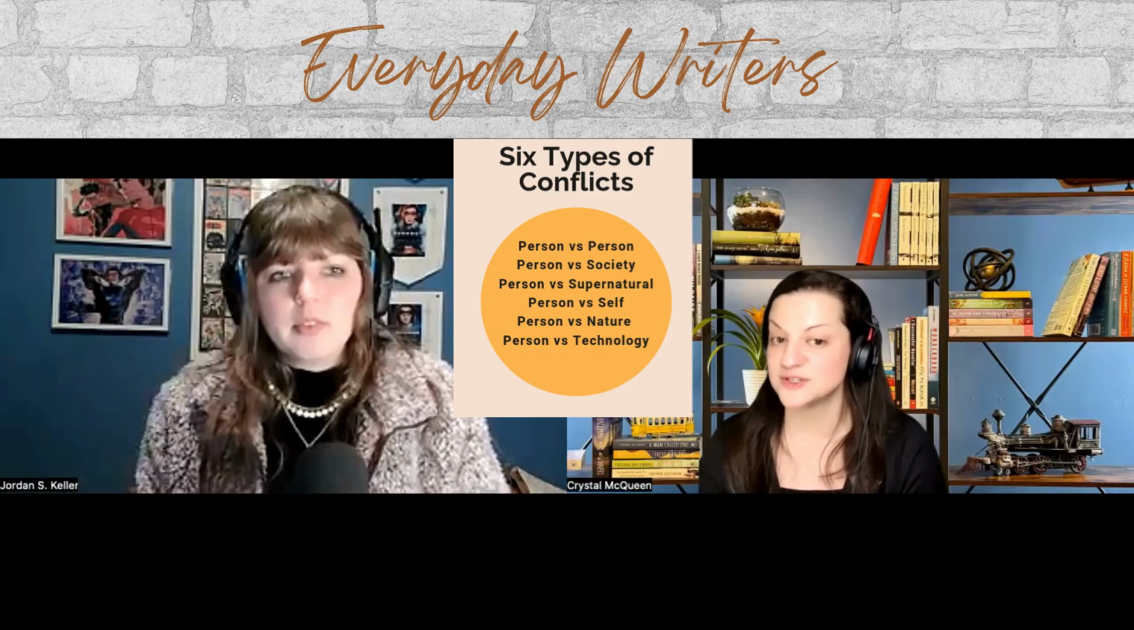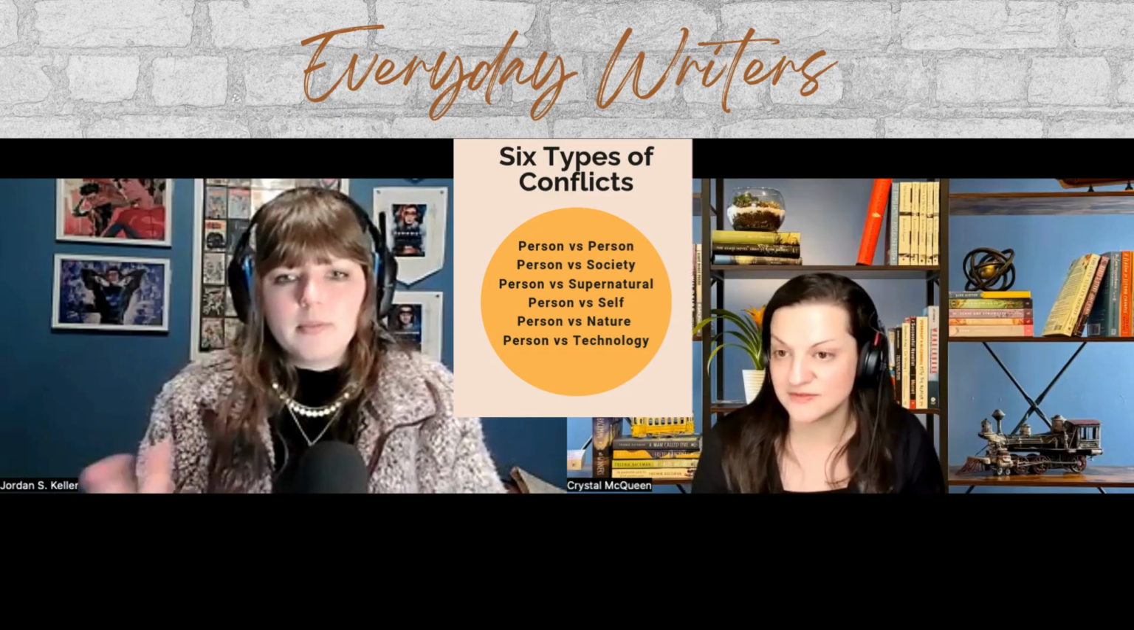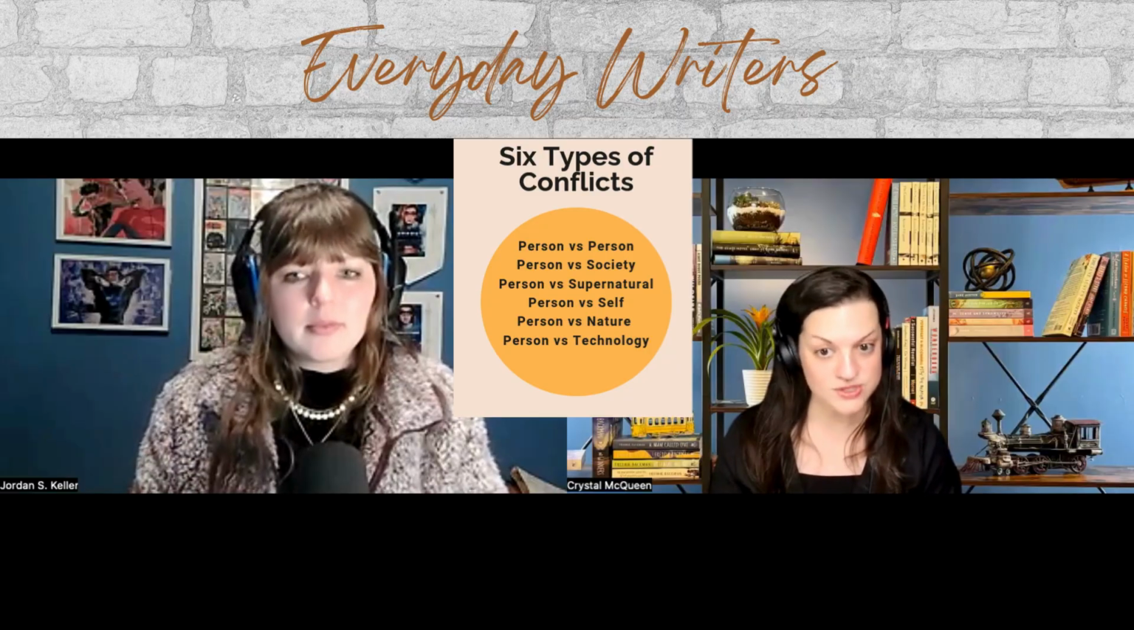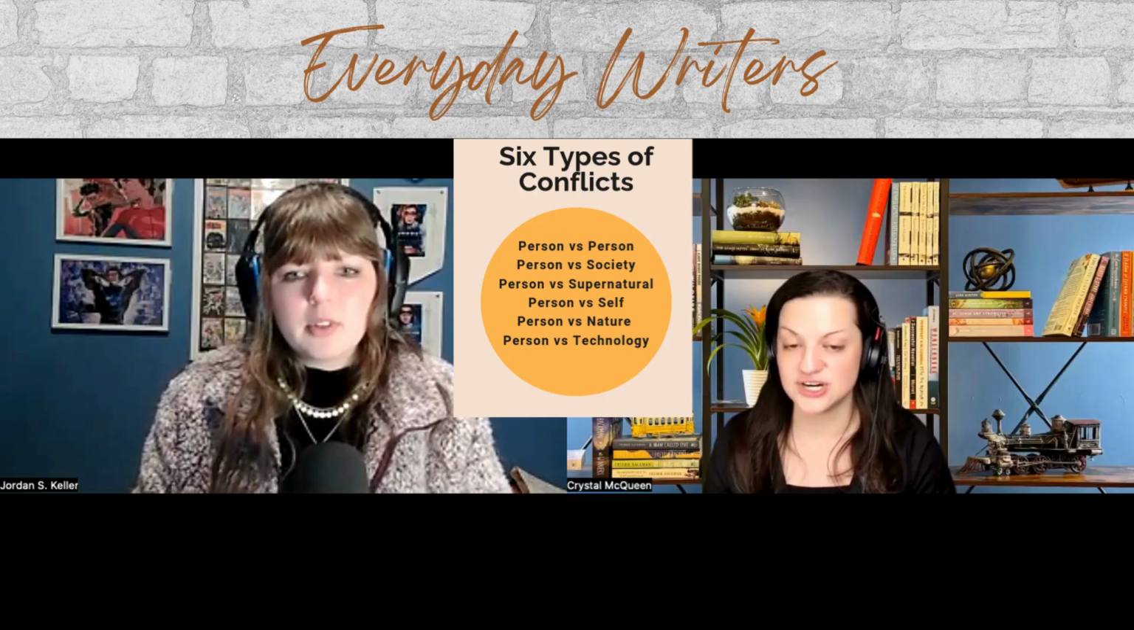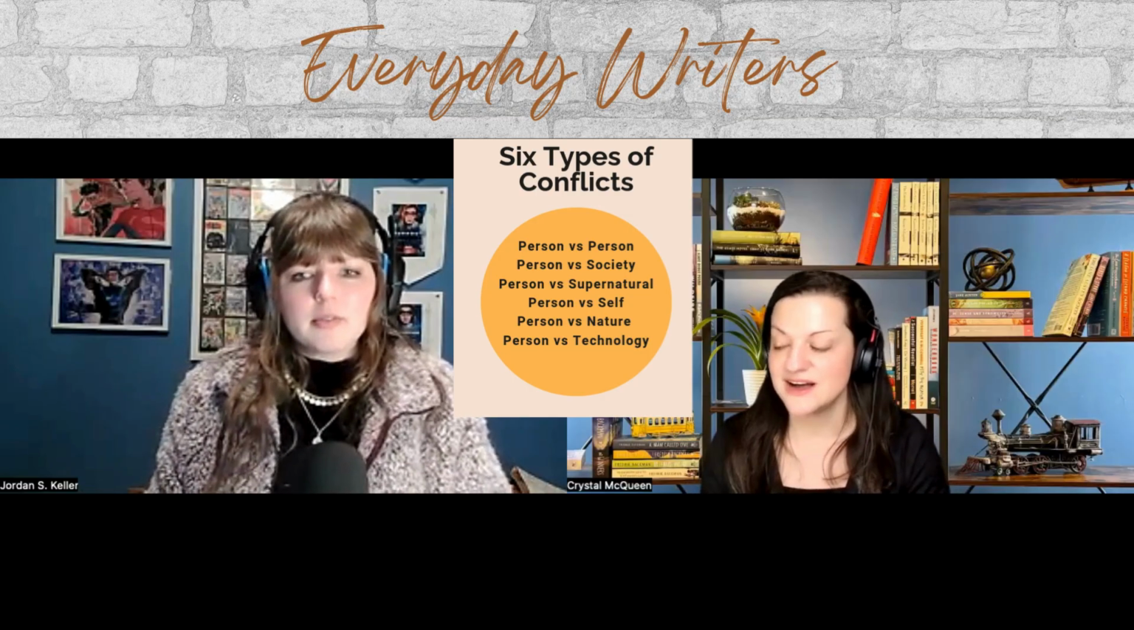There are 6 types of conflicts, and your novel needs to have at least one of them, because without conflict, there's no story. Of course, you always have your main character, but it's your main character versus who? Versus a person, versus society, versus some supernatural force, versus self. It could be versus nature. It could be versus technology.